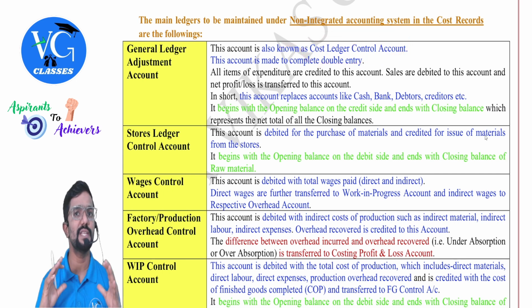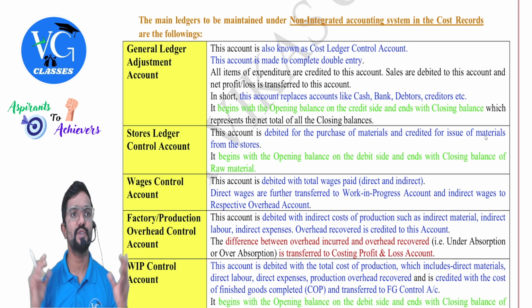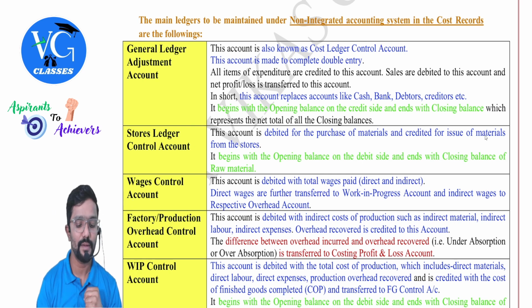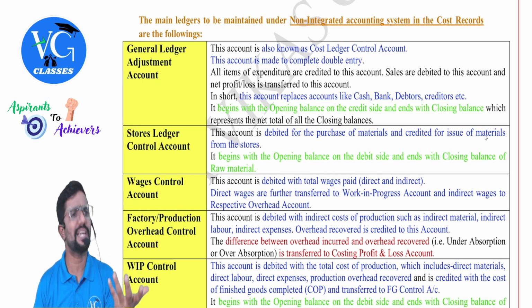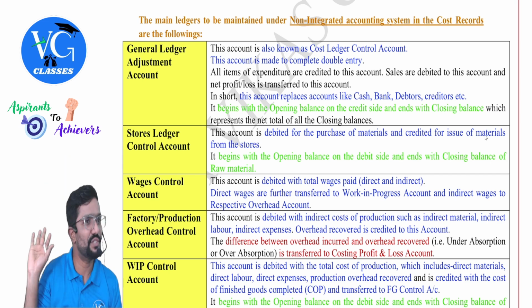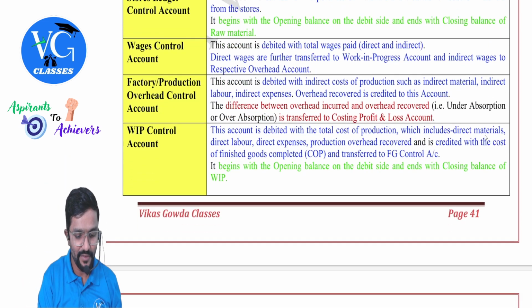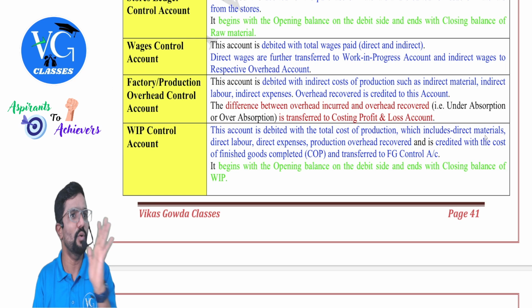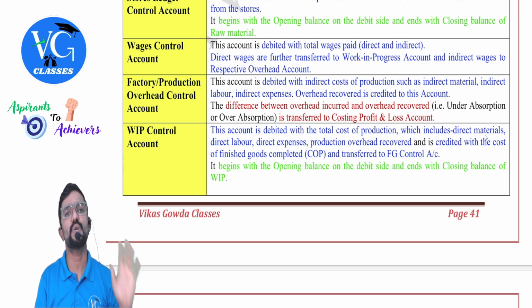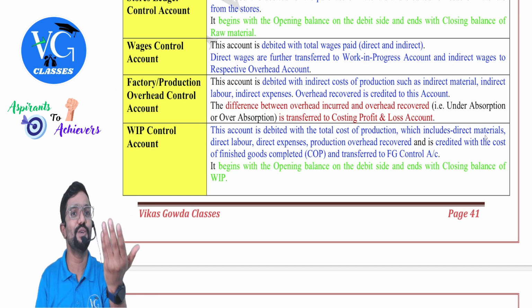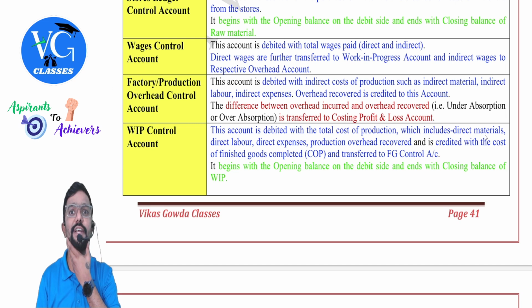Guys, see, for a few accounts, there are alternate names. Sir, which name should I use in the exam? Whichever name they have used in the question, please use the same. For example, even the stores ledger, we call it the material control account. Sir, which name should I use in the exam? Whichever they have given in the question. Clear? For example, factory, production, manufacturing, overhead, everything is one and the same. Should I use all the names? No. Use any one name which is given in the question. Clear? It is always good to know all the alternate names because when they give something new to you, it should not be shocking. Oh, your sir didn't teach us this. Clear? Yes.